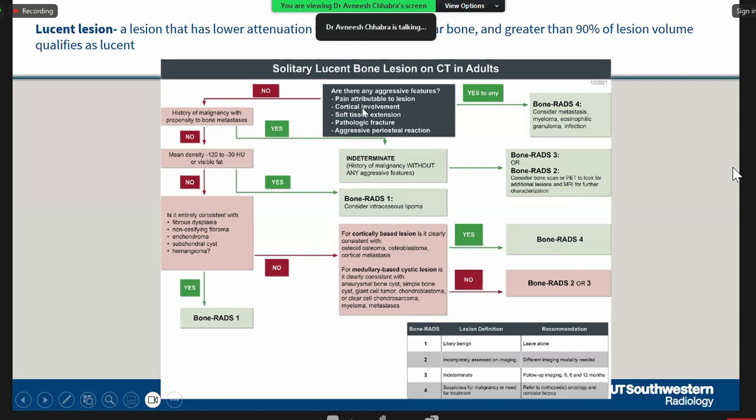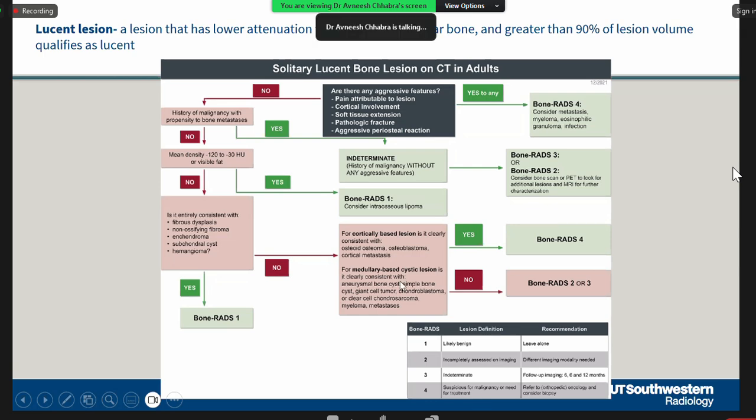Now, if you look at these, are there any aggressive features? So pain attributed to the lesion. A lot of lesions cause pain. What does that mean? That means they straight away go into Bone-RADS 4. So you may have eosinophilic granuloma, you may have infection, you may have mets, myeloma, a bunch of these. So you actually cannot say that these are malignant lesions. All you can say is these are aggressive, and straight away they go to suspicious for malignancy or need for treatment.